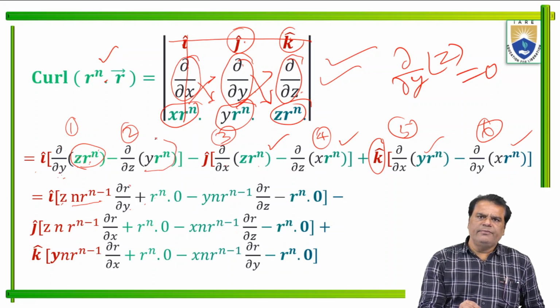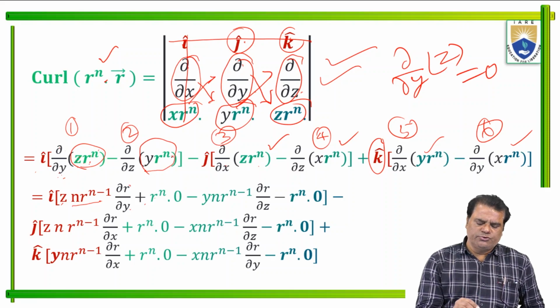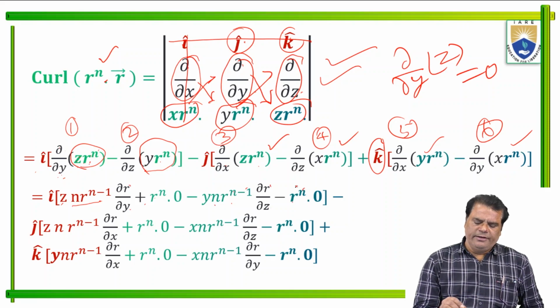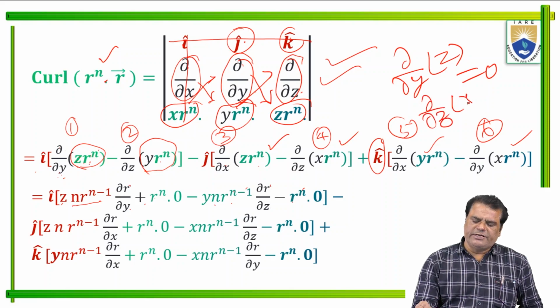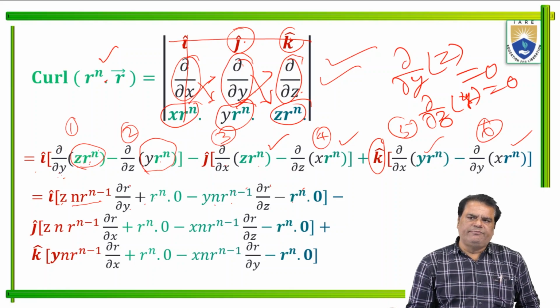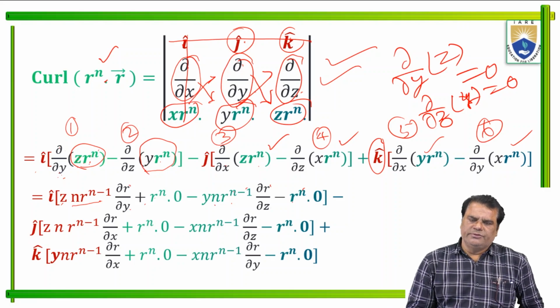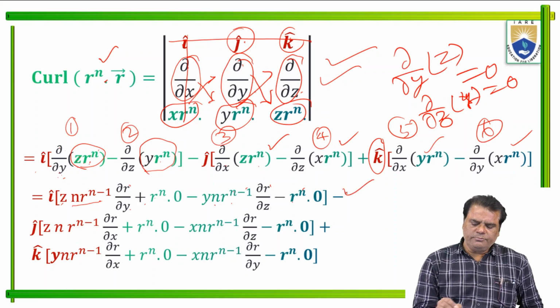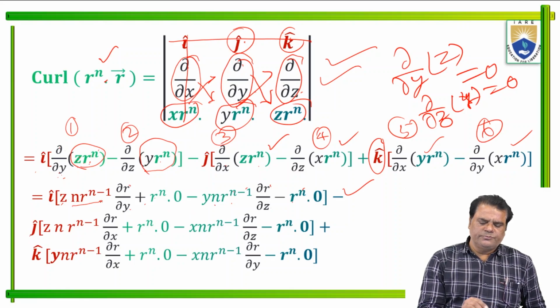In the second term, y R to the power n. So y is constant. Differentiation of R to the power n: n R to the power n minus 1 dou R over dou z, and minus R to the power n. Differentiation of y with respect to z is 0. y is constant with respect to z, z is constant with respect to y. So here this result 0. Now minus j.